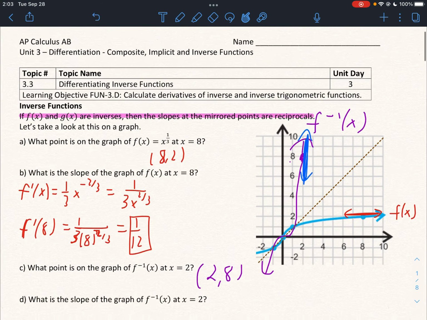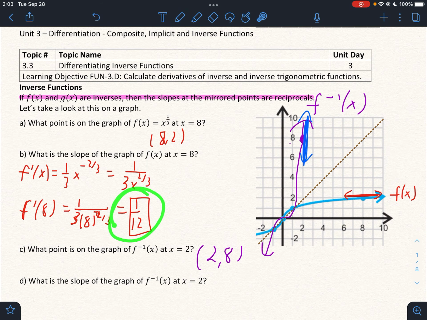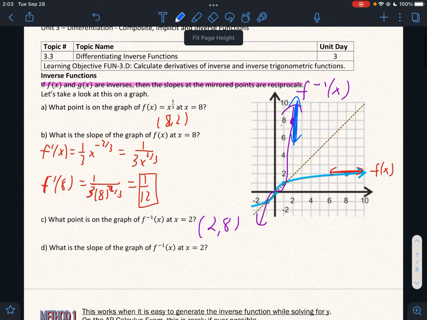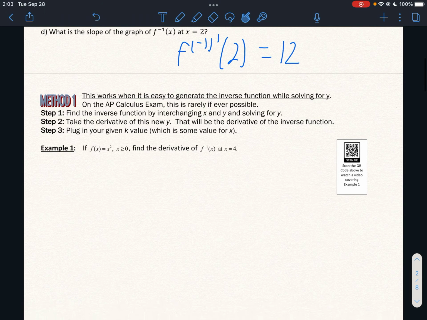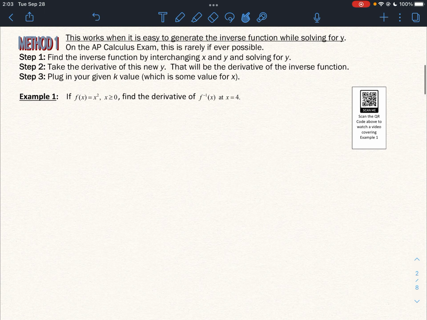So if the slope here was 1/12, we know that f inverse prime of 2 would be the reciprocal of 1/12, which is just 12. And you can see that is a pretty steep line there. So 12 looks like a correct answer. There's a couple ways to do this.